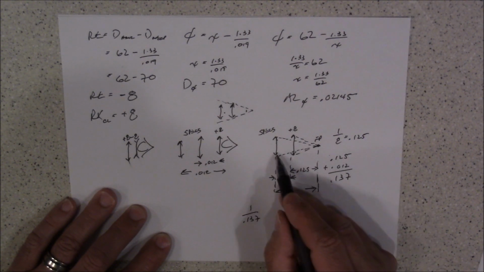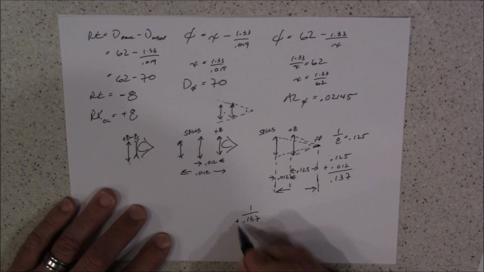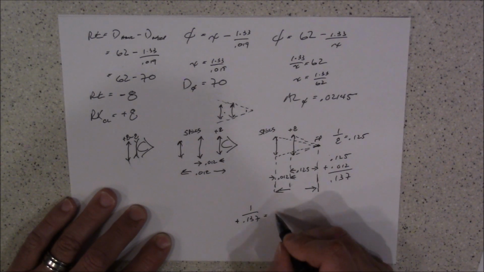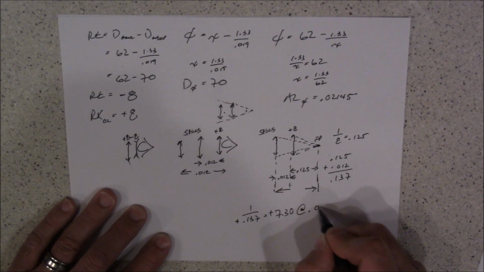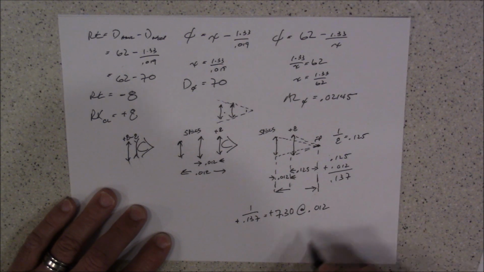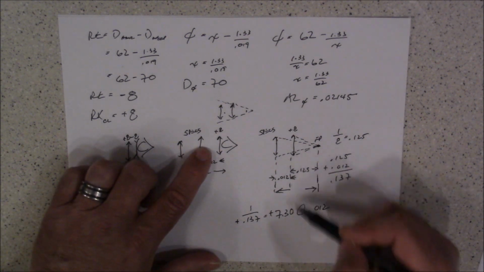All right, I'm measuring from here to here. That's going to have a plus sign associated with it. Do the math for that, and that gives you 7.30 diopters, and that's going to be at a vertex distance of 12 millimeters. Okay, once again, we said it had to be less.